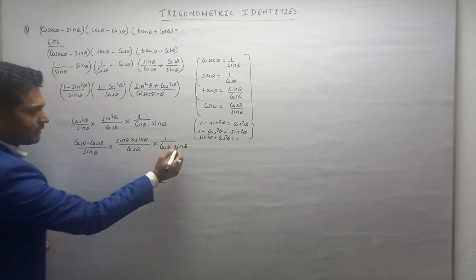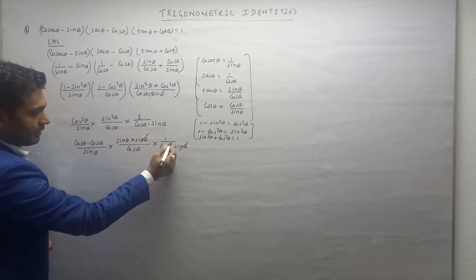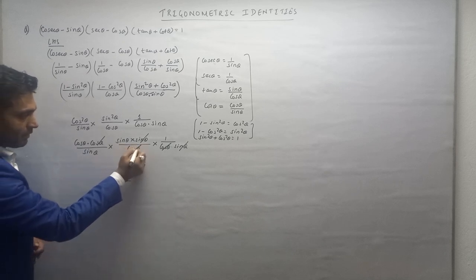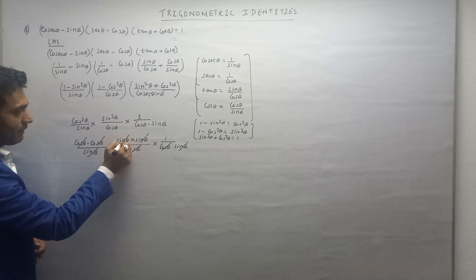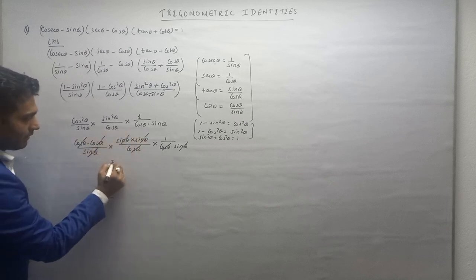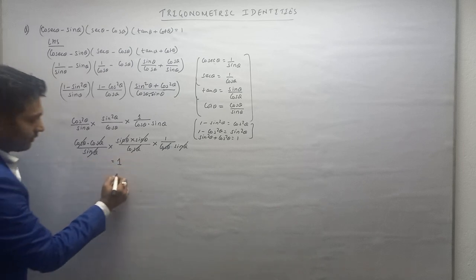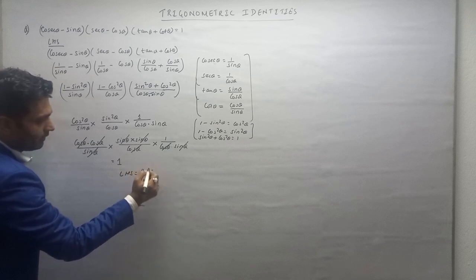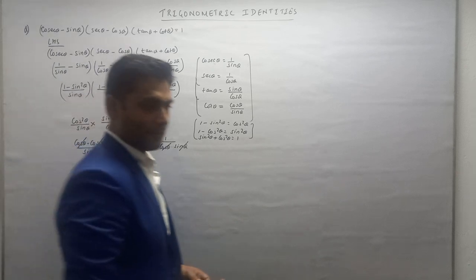So now see, it's very simple now. Sin and sin will divide, this cos and this cos will divide, this cos and this cos will divide, and this sin and this sin will divide. So if everything is divided, so what is left? Answer is 1, right? So what we are getting here, LHS is equal to RHS.